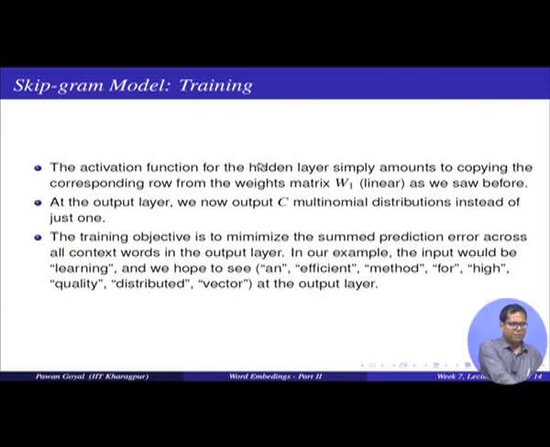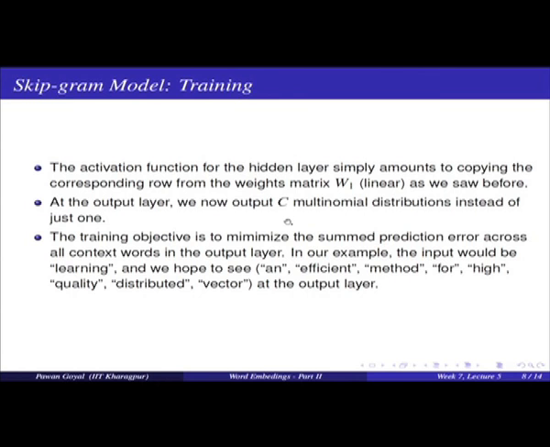Here, from input to hidden layer, I am simply copying the row from the weight matrix W1. I am having only one input, so I will copy only one row, and that will go to my hidden layer. Now at the output layer, we will have C different distributions, and I will try to predict the C different context words using my hidden layer. The objective is to maximize the summed prediction error across all the context words in my output layer. So I want to maximize the probability of observing my actual context words.